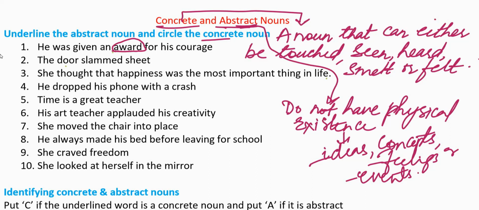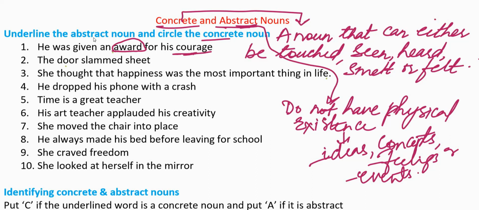What is an abstract noun here? Courage is an abstract noun because courage is a feeling, or you can say it's a quality. You cannot touch, you cannot see, you cannot hear or smell. Hence it is an abstract noun. And it does not have a physical existence, which means we cannot see, hear, smell or taste courage. Moving on to the next sentence.